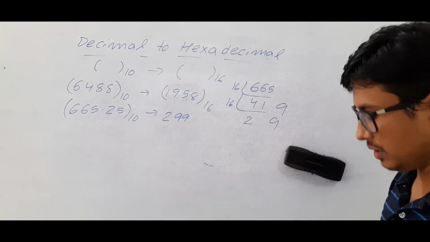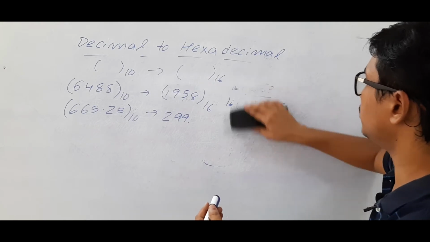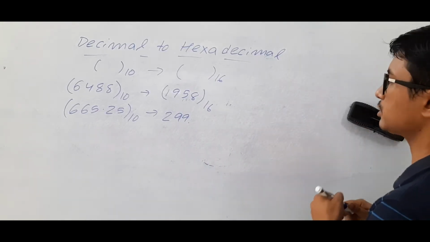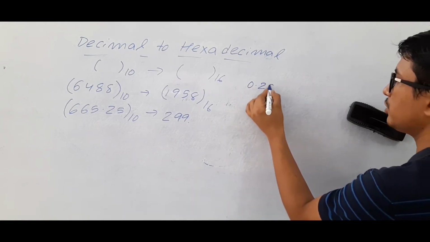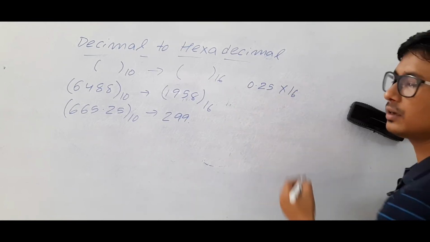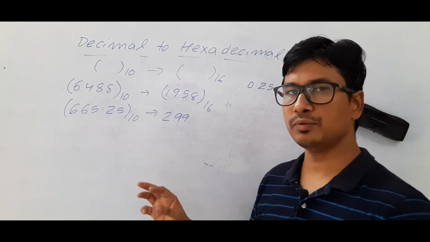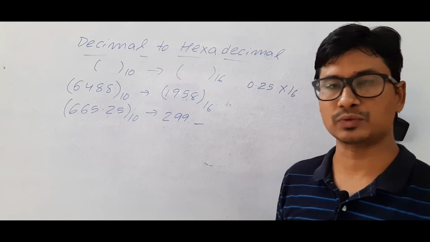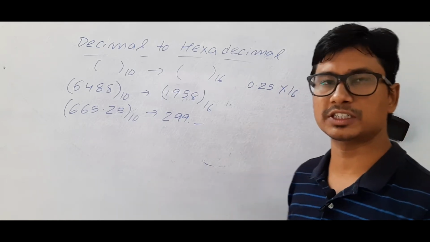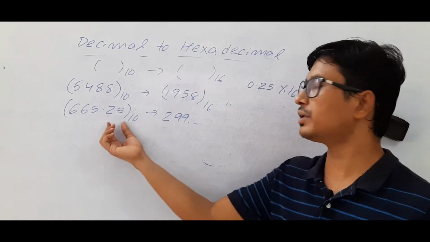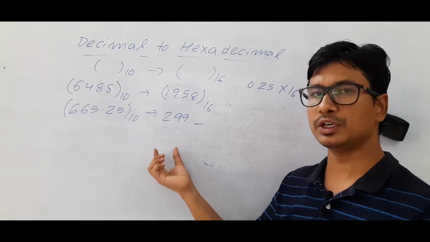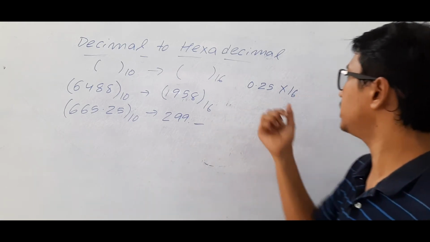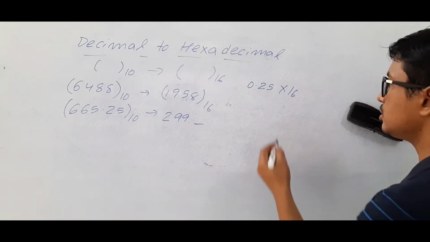Now I need to convert the fractional part, 0.25, into a hexadecimal number. So how will I do it? I will multiply 0.25 by 16. Why am I doing this? Because in the reverse process, this part will have the weight of 16 to the power minus 1, so I need to multiply by 16. In the previous example, we multiplied by 8 because we wanted to convert into octal. Here I want to convert into hexadecimal, so we need to multiply by 16.